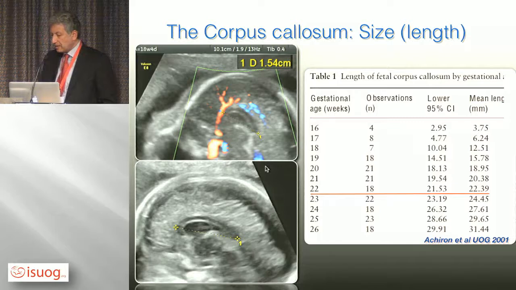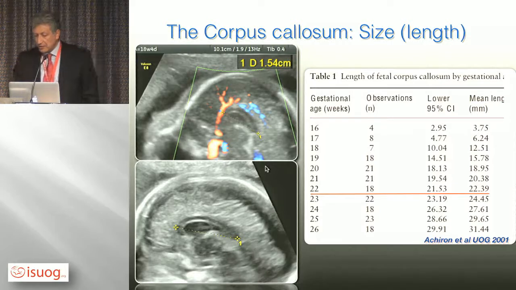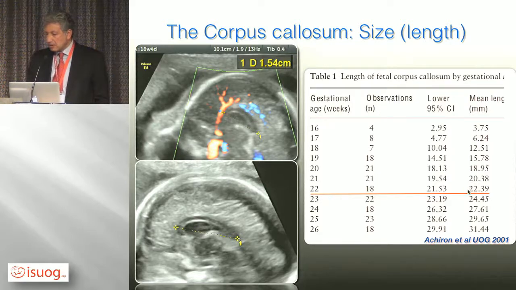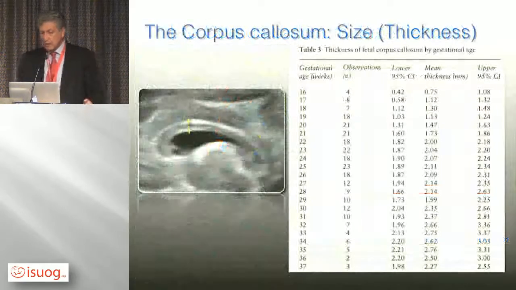There is a table by Reuven Achiron. I put it on the CD for you. And you see, as we heard before, that at 22 weeks we already have a 1-to-1 relation to gestational age, 22 millimeters, and then a little bit later on.